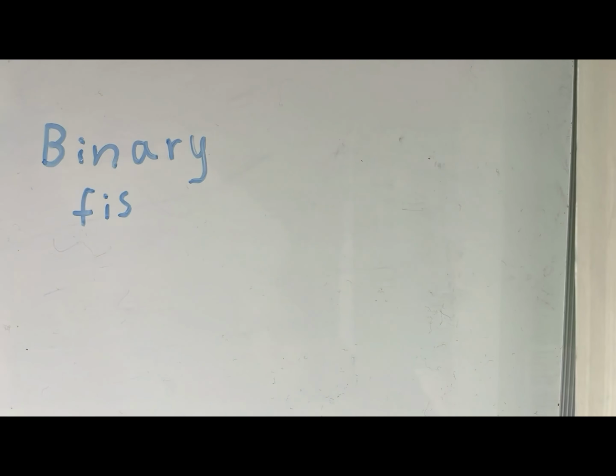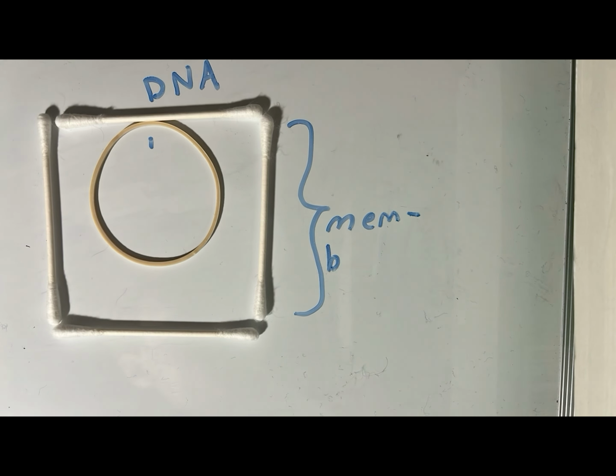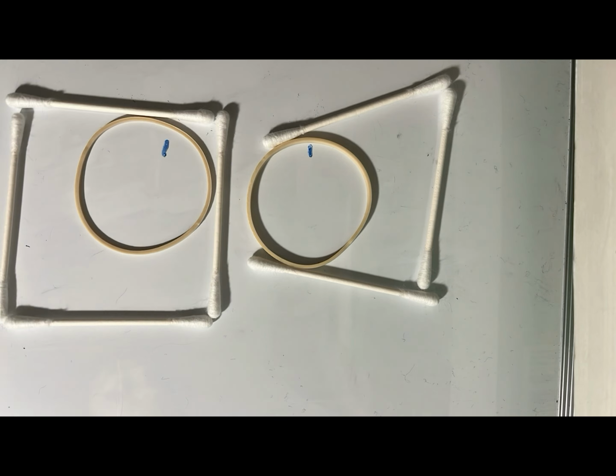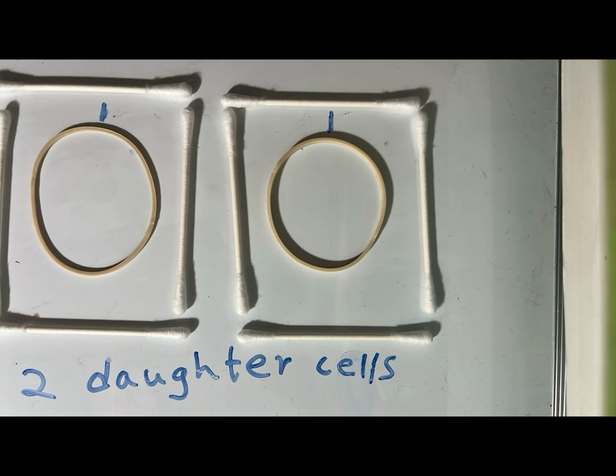So this is binary fission, which is a type of cell division that occurs in prokaryotes only. And so here the DNA is attached to the cell membrane, and then it replicates as the cell expands, and then the cell eventually undergoes cytokinesis, which results in 2 daughter cells. And this is a form of asexual reproduction, and thus there is no genetic variation.